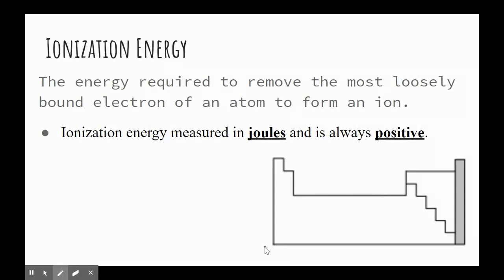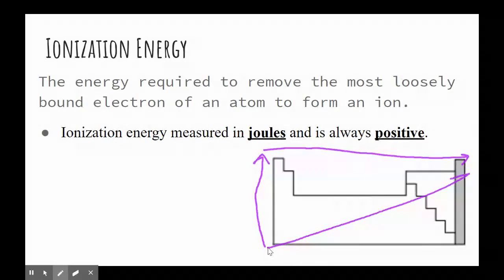So you want to draw an arrow going up because ionization energy increases up a group. It also becomes harder to pull electrons away as you move to the right of the periodic table because there's more protons in the nucleus to hold on to them. So it increases from bottom to top and from left to right. So your general trend is like that. The smallest is down here, and the biggest is up here.